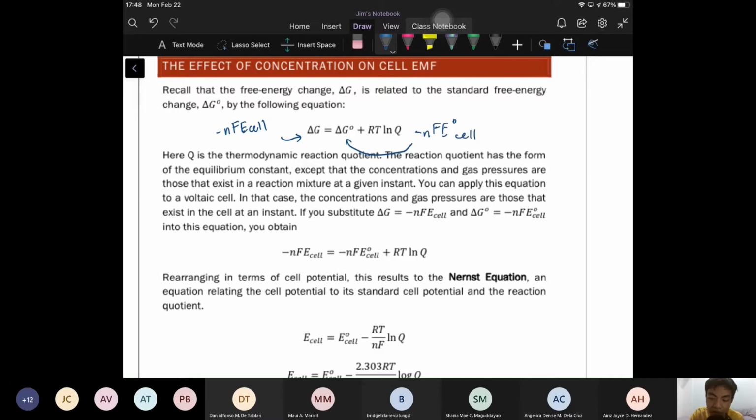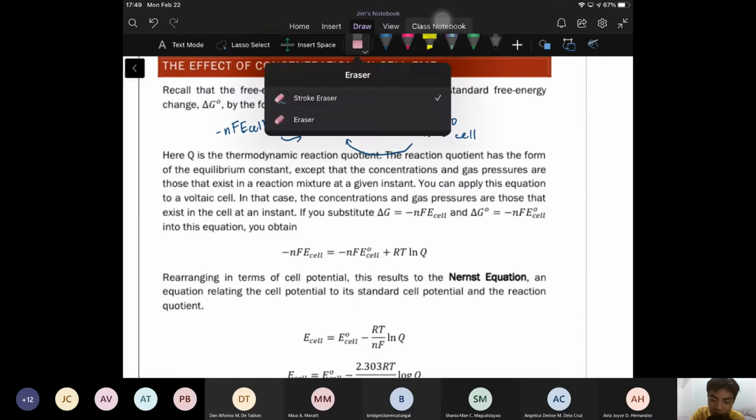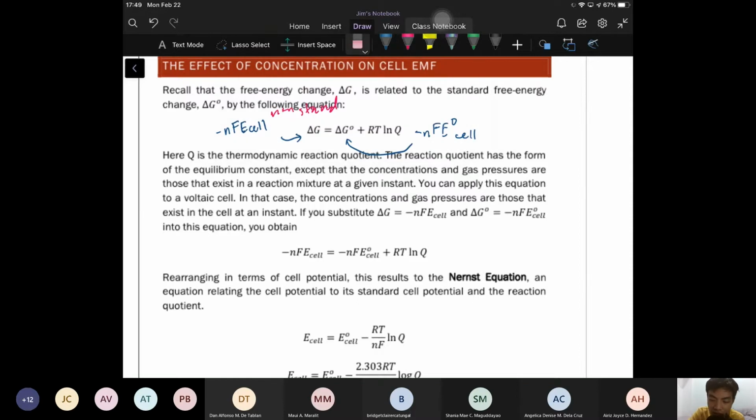Okay. So ano yung difference uli? Kapag may not, ibig sabihin nun, standard condition. Kapag walang not, yun yung non-standard. Ibig sabihin, hindi siya nasa ganong temperature. Wala siya sa 25 degrees Celsius. Hindi siya 1 molar. Hindi siya 1 atmosphere. Okay?